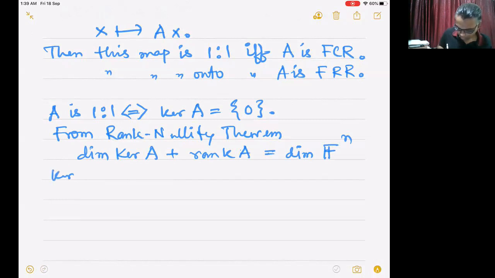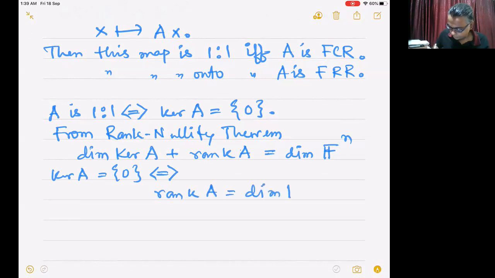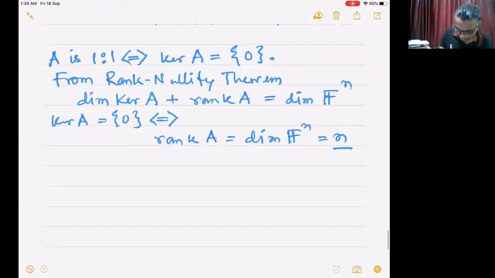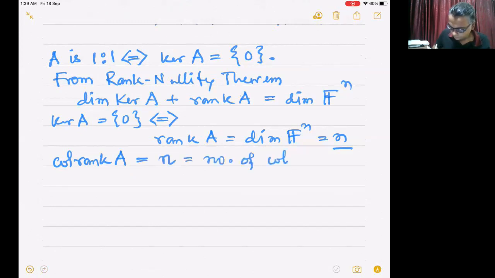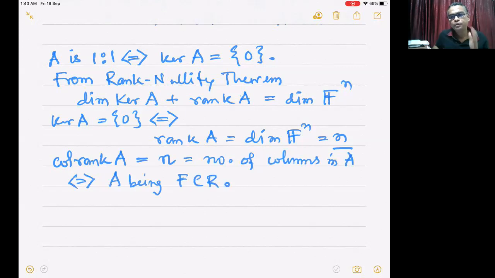So kernel A being 0 is if and only if rank of A is equal to dimension of F to the power n, which is n in this case, which then means that column rank of A is equal to n, which is equal to the number of columns in A, which is the condition we name as A being full column rank. Okay, so kernel equal to 0 if and only if A is full column rank.